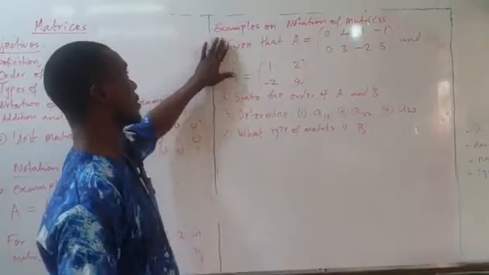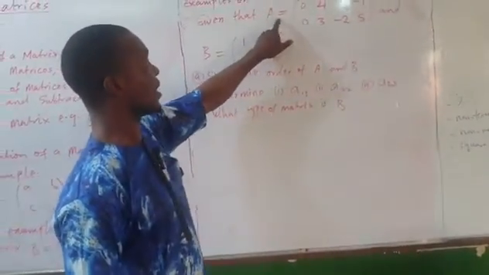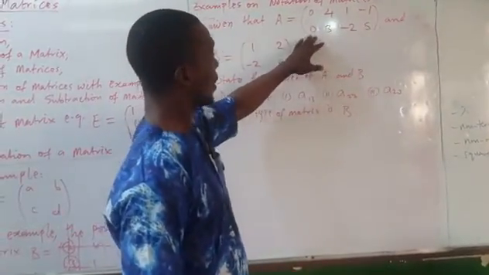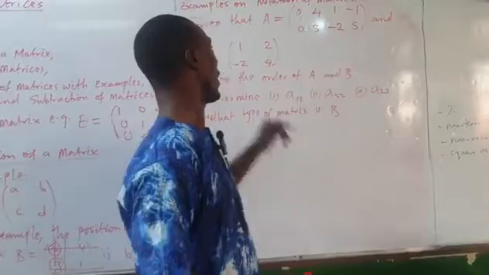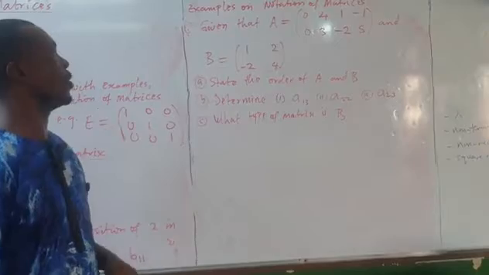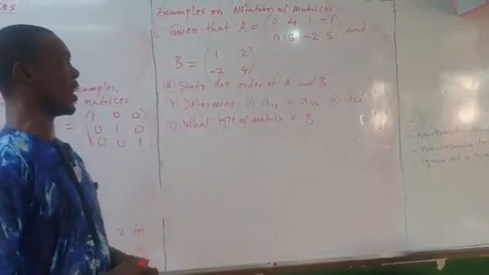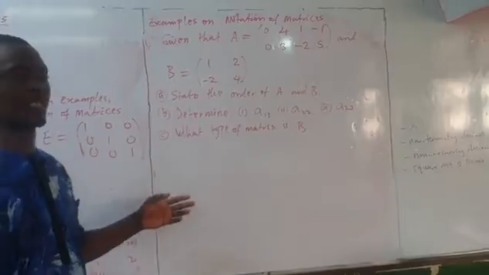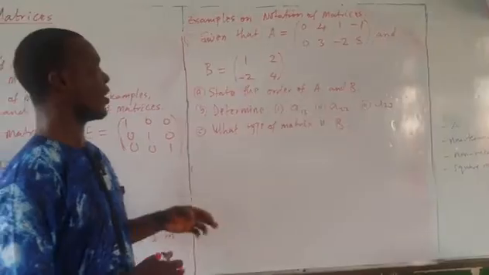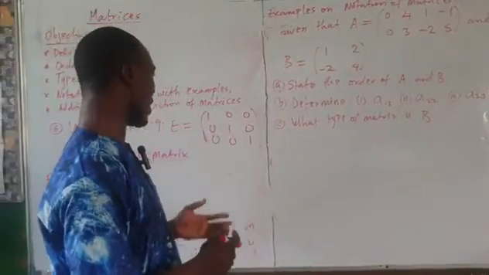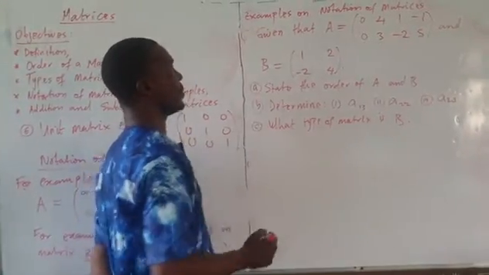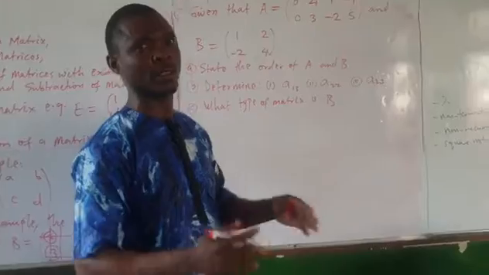And the question says, given that matrix A equals 0, 4, 1, minus 1, and then the second row is 0, 3, minus 2, 5, and matrix B is 1, 2, then minus 2, 4. So the first question says, state the order of A and B. That is the order of matrix A and matrix B. The name of the matrix depends on the number of rows and the columns.